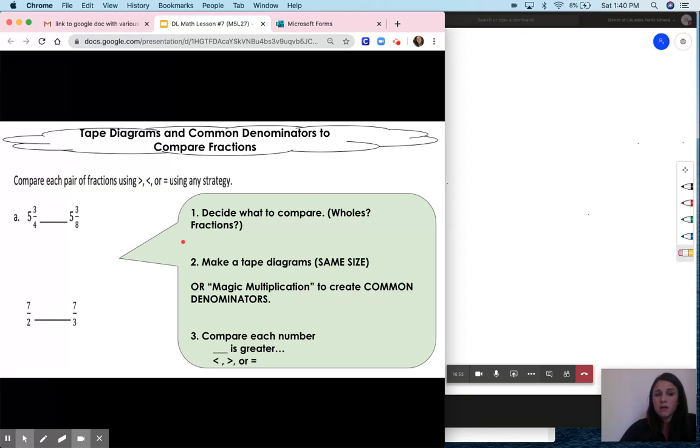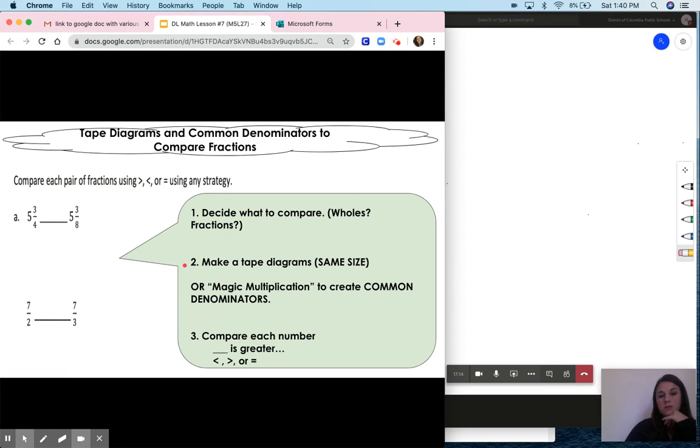Step 1. When you're looking at two fractions or mixed numbers to compare, you have to first decide, what am I going to compare? Am I going to compare the whole numbers, or is that already kind of done for me? Do I need to compare fractions? Sometimes you might even want to change improper to mixed. You know how to do that though, so easy.